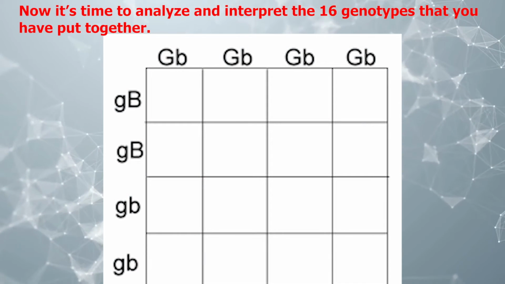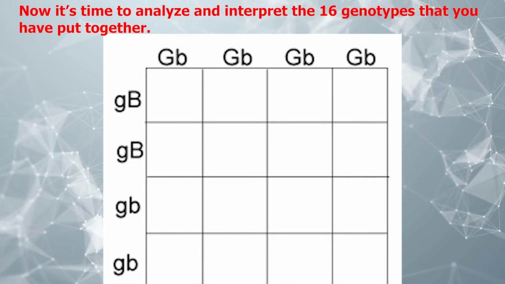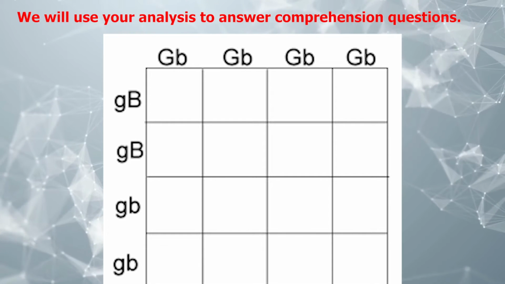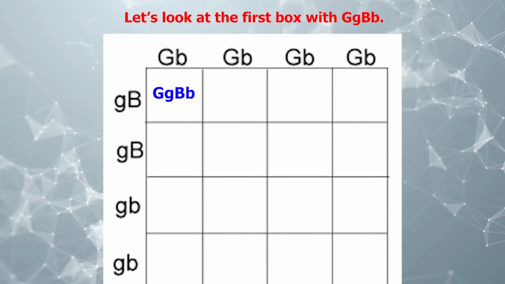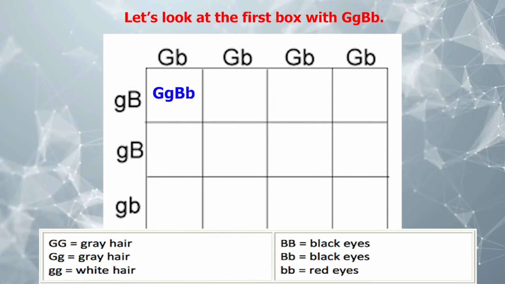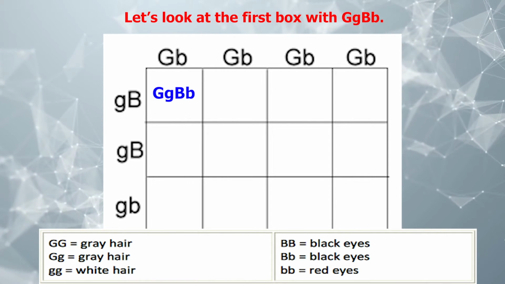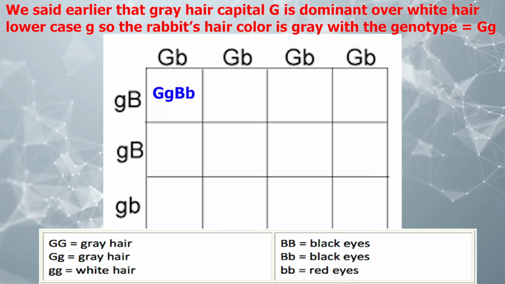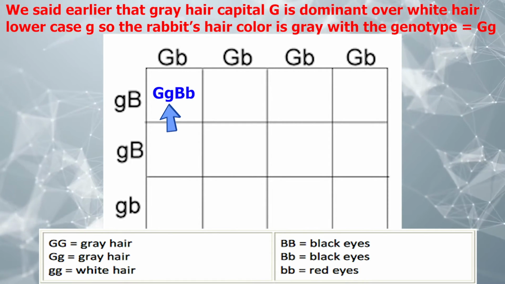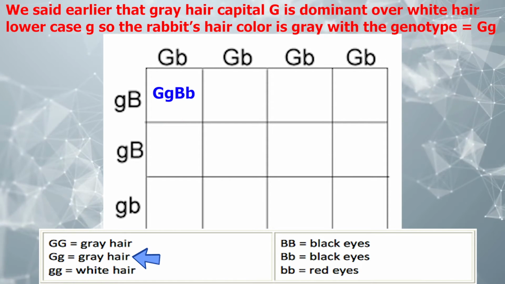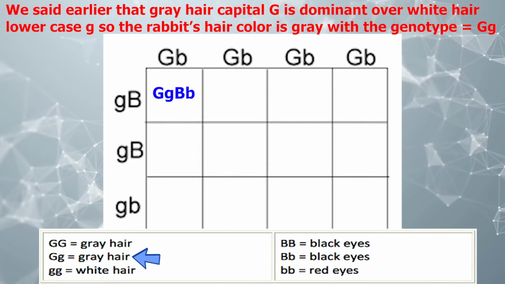Step 5. Now it's time to analyze and interpret the 16 genotypes that you have put together. We will use analysis to answer comprehension questions. Let's look at the first box with capital G, lowercase g, capital B, lowercase b. We said earlier that gray hair, capital G, is dominant over white hair, lowercase g, so that the rabbit's fur color is gray with the genotype capital G, lowercase g.